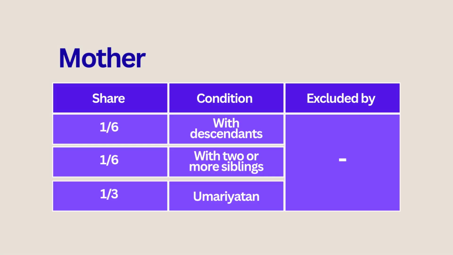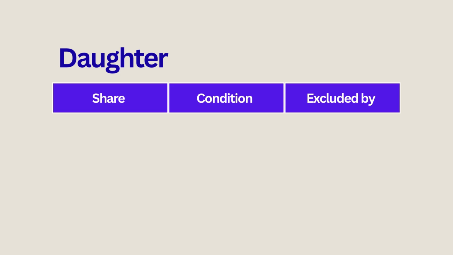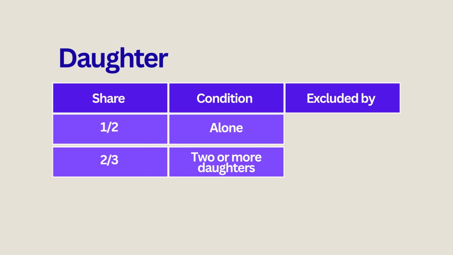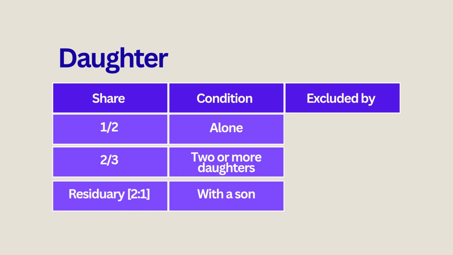5. The daughter. If there's only one daughter and no son, she receives one half of the estate. If there are two or more daughters, they share two-thirds equally. However, if a son is present, the daughter becomes a residuary, meaning she shares the remaining estate with him at a ratio of 2 shares for the male and 1 for the female.